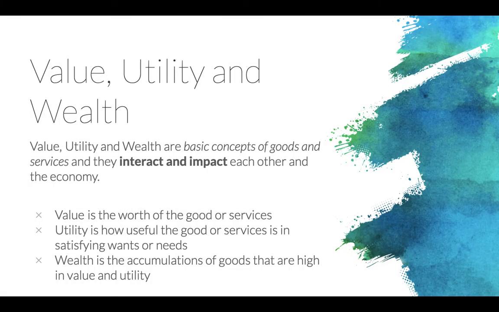Now that we have the three economic products or goods, we're going to move on to some characteristics of them, which are value, utility, and wealth. These are basic concepts of goods and services. They interact and impact each other in the economy, meaning they have a relationship. When one changes, so does the other, and so on. Value is the worth of the good or service. Utility is how useful the good or service is in satisfying the want or needs. Wealth is the accumulation or gathering of goods that are high in value and utility.